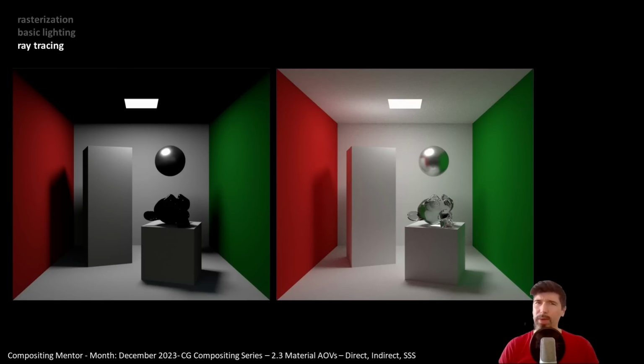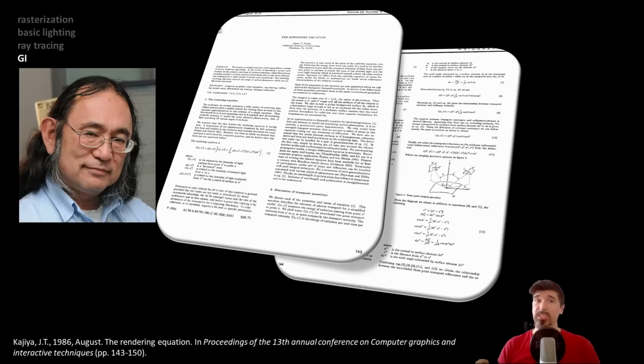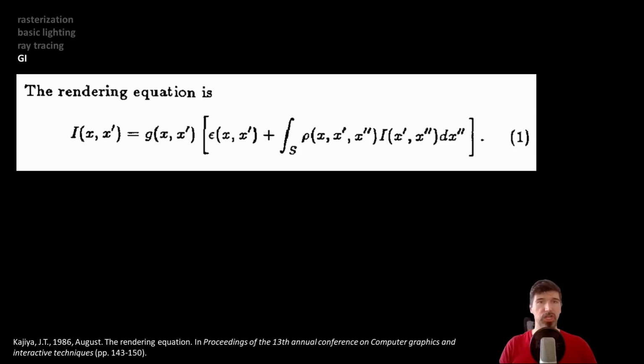So, how can we make this happen? Well, we need to introduce the concept of global illumination, or GI, which refers to the way light interacts with the entire scene, including both direct and indirect illumination. And in 1986, James Kajiya introduced a concept for it in his seminal paper called the rendering equation, in which he introduces a mathematical model that describes how light interacts with surfaces. So let's check it out.